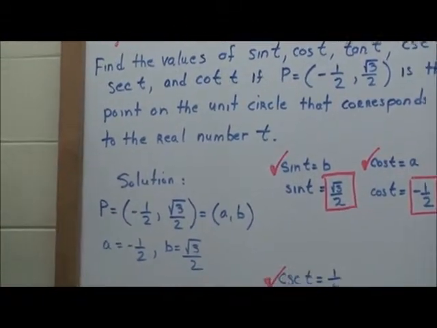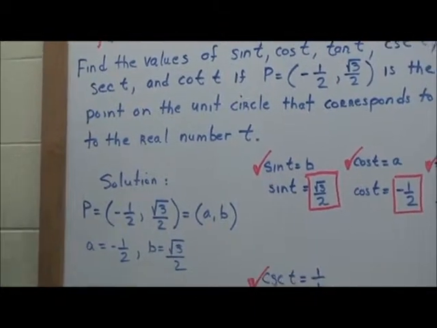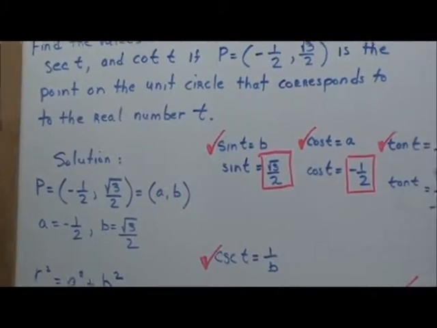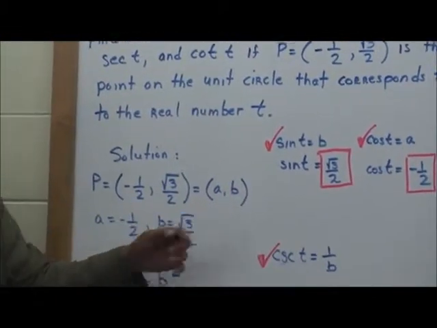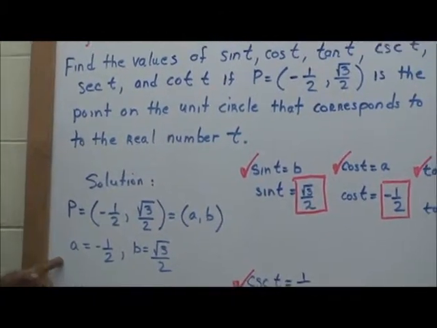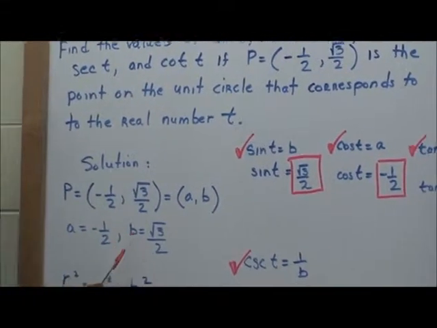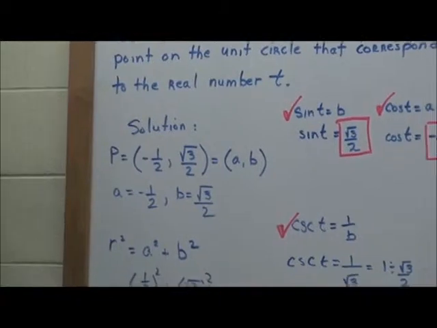And P is equal again to -1/2. And of course, B is going to be the square root of 3/2. And this is represented as the ordered pair here. And of course, we said A is equal to -1/2 and B is equal to the square root of 3/2.